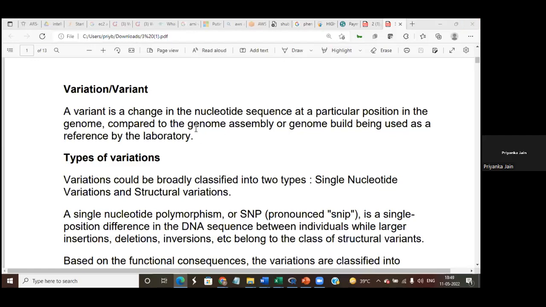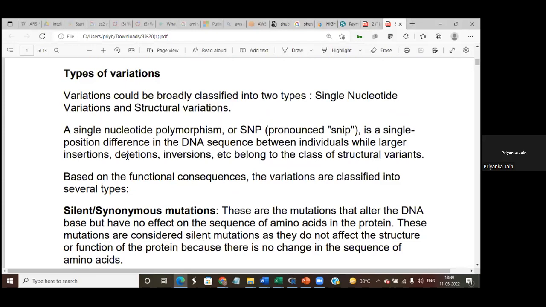What actually are variants? A variant is a change in the nucleotide sequence at a particular position, which is a very general definition. But there are different types of variant. One is a single nucleotide variation, which is at a single point, which is called the SNP in general.